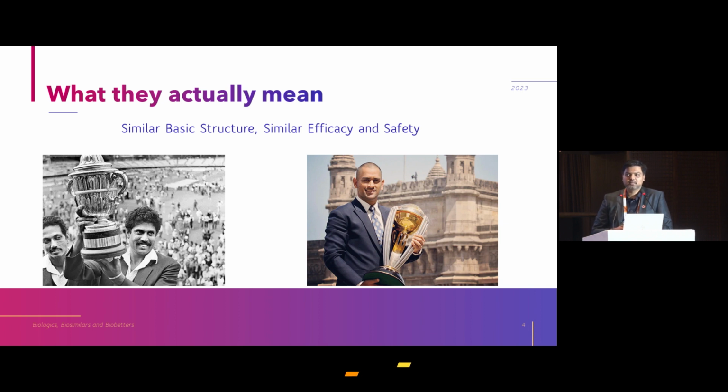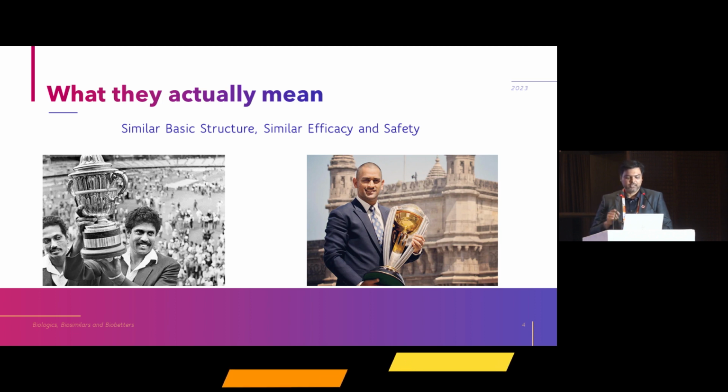But as soon as our understanding started, we got to know what it actually is. It holds the same basic structure, the same primary structure. All the amino acid sequence in innovator and biosimilars is exactly similar. The difference lies in the post-translational modification, when the protein is formed and folded into secondary and tertiary structure, for example if it has a peg tail. That difference is not that much. It has similar efficacy and similar safety.